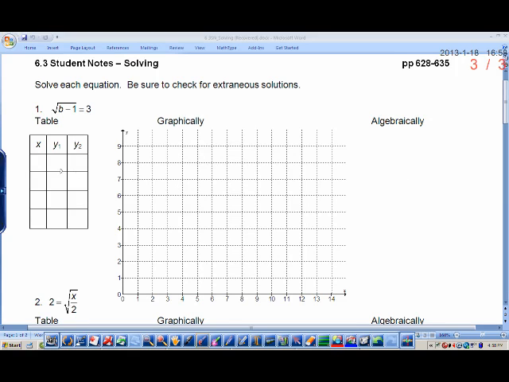In order to fill in the table, I like to graph first, so let's start there. I'm going to go ahead and label my two functions. I'm going to call the square root of b minus 1, y1, and I'm going to call y equals 3, y2.